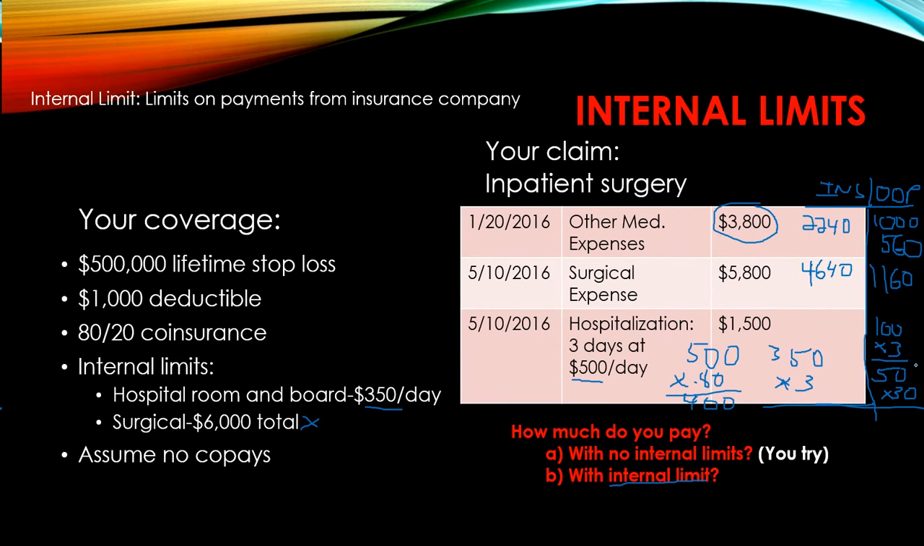So in total, if we add up our out-of-pocket expenses, $1,000 plus $560 plus $1,160 plus $300 plus $150, we see $3,170, which is greater than what we would have paid if there were no internal limits. So internal limits protect the insurance company from frivolous uses of medical treatments, and stop losses protect the consumer from having too much out of pocket.